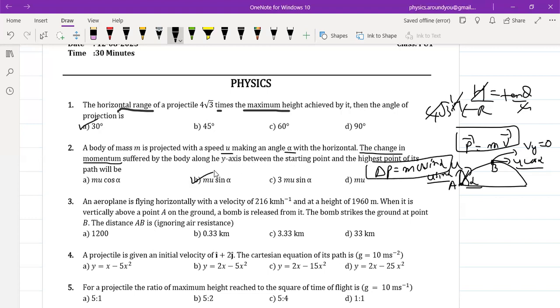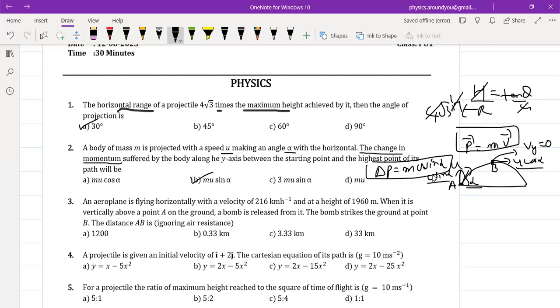How did we do it? We simply said that the horizontal component doesn't change during the course of a projectile journey. It is only the vertical component. Final vertical component is 0. Initial vertical component is u sine alpha. The change should be u sine alpha. I multiply it with m and I get m u sine alpha, the magnitude of change in momentum.